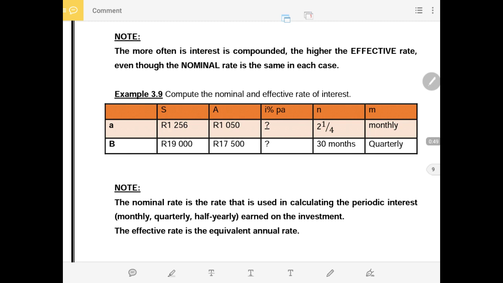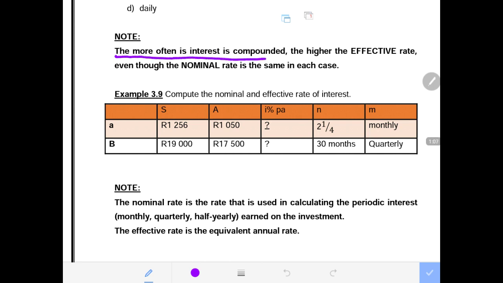Now, thank you very much once again. There were so many notes to be taken under this nominal and effective. And the one that I want to start with is the one that said, the more often interest is compounded, the higher the effective rate, even though the nominal rate is the same in each case.